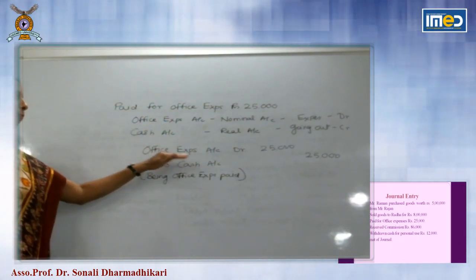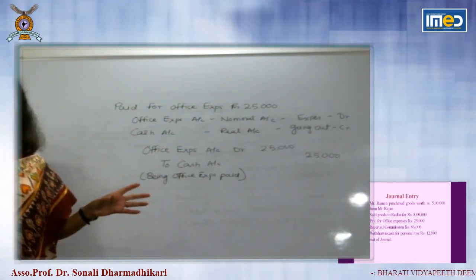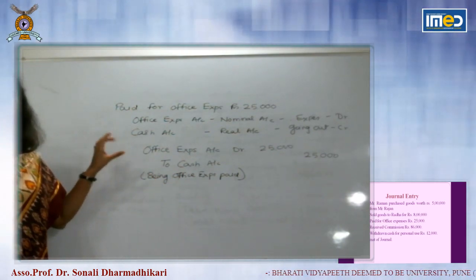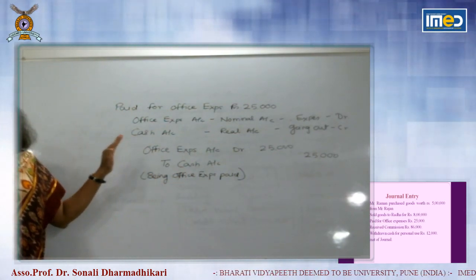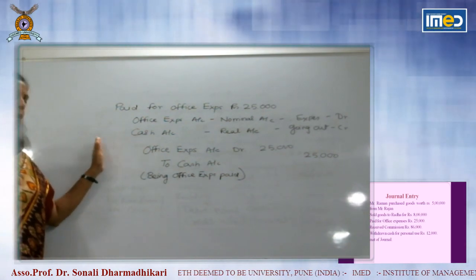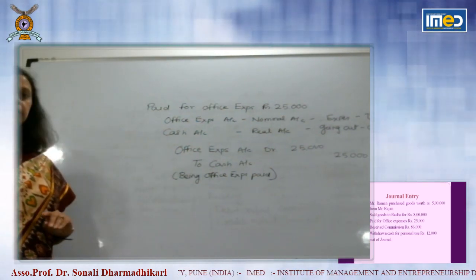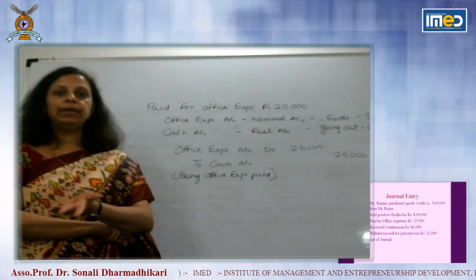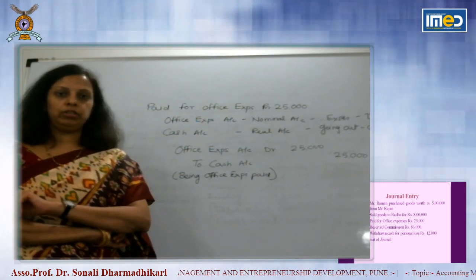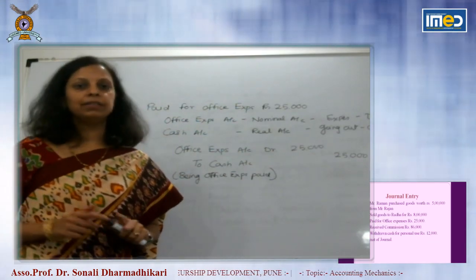Now here we have passed entry for office expenses. All types of expenses which are paid, you have to pass the same entry. So all types of office expenses, any types of expenses, the entry is office expenses account debit or any type of expenses account debit to cash account. Sometimes the expenses are paid by check. There you have to take bank account. So on similar lines, all expenses entries will be done.